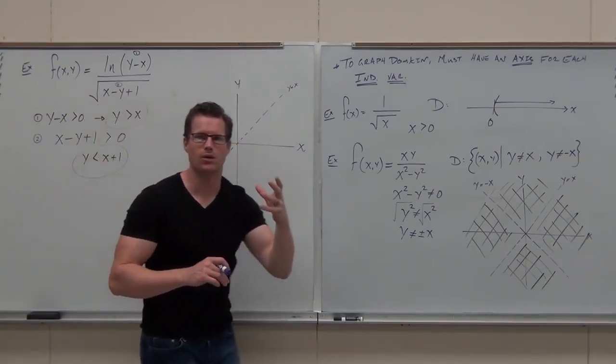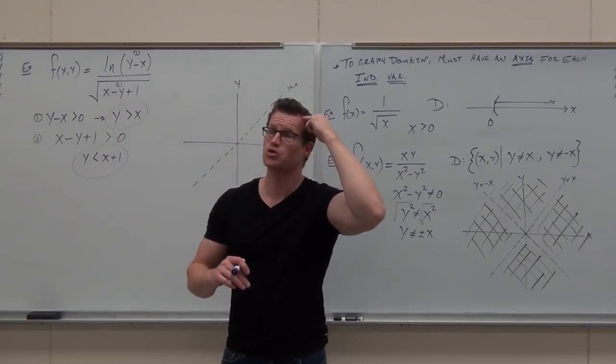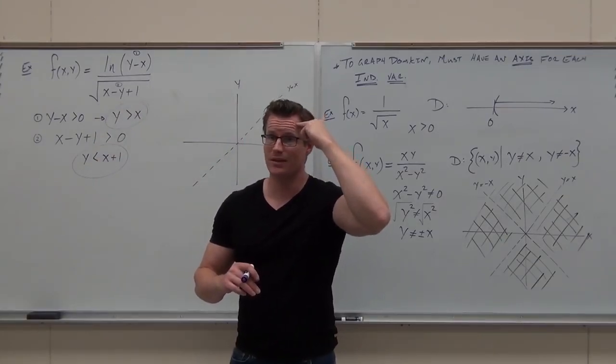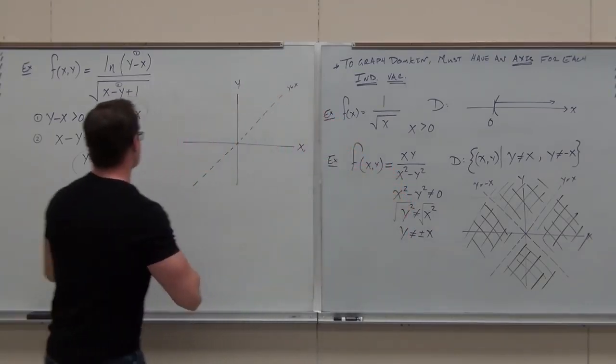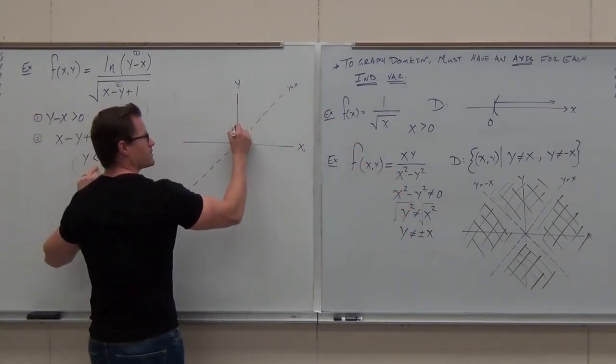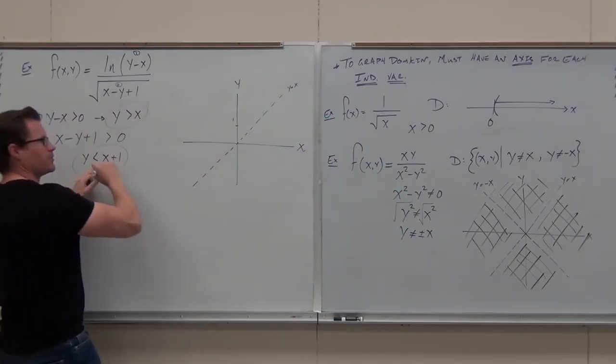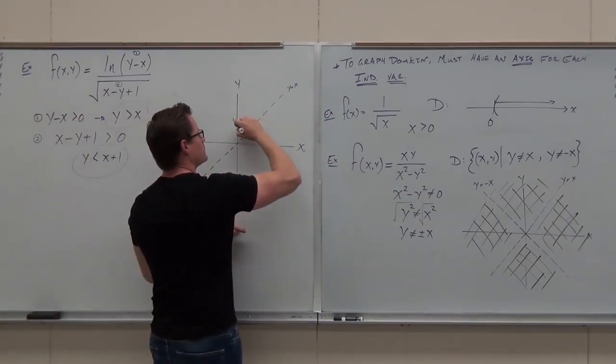Now, don't do it now. Just keep it in your head that you're going to shade above that line. With me? Let's graph the other one. This one has a y-intercept of 1. It's got a slope of 1, same slope, they're parallel.